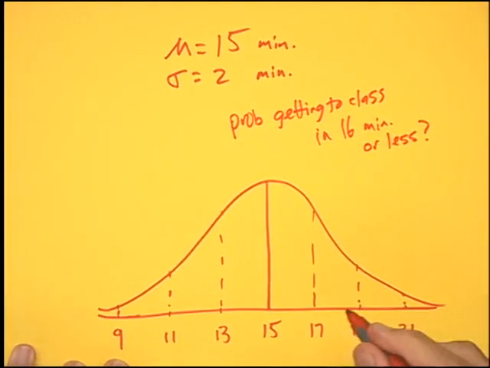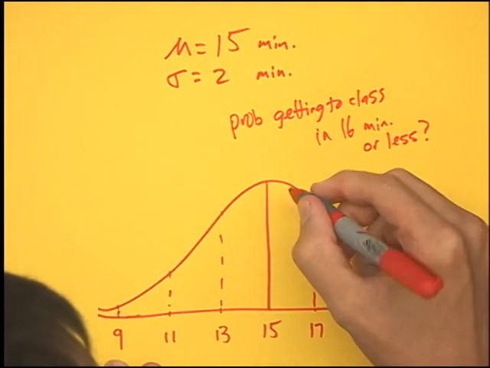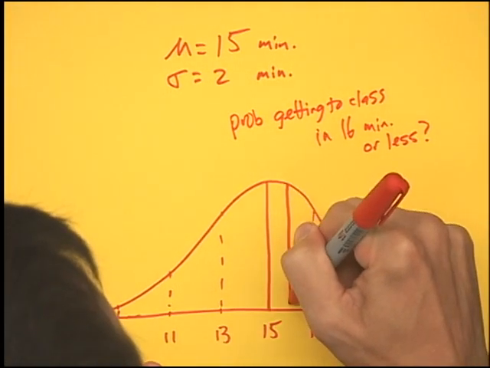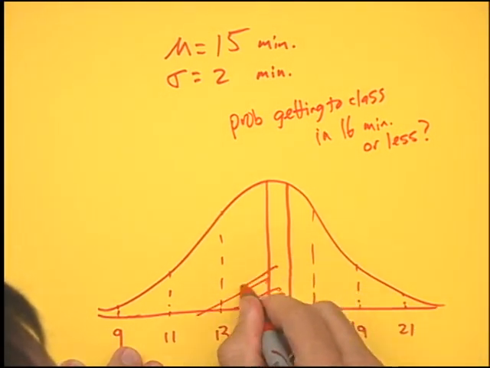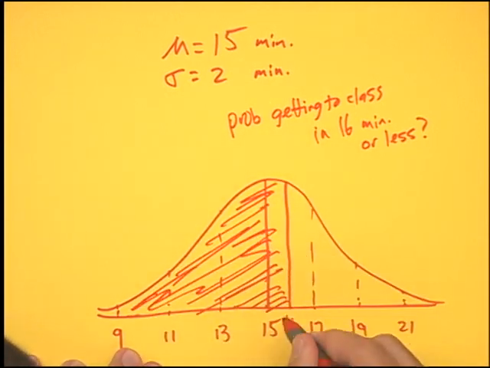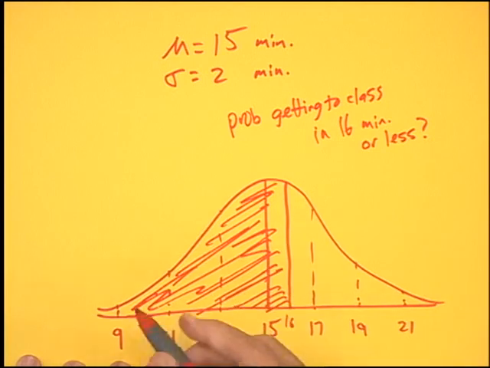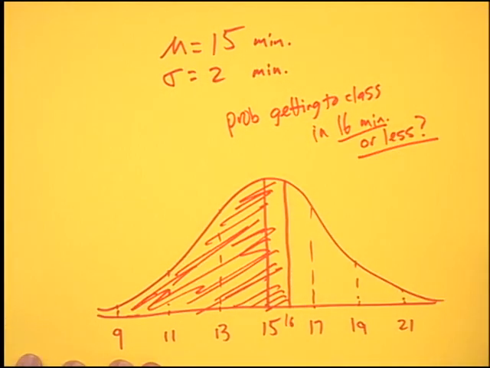That's what I want to know. Okay, so here's when it takes me 15 minutes, 17 minutes, 19 minutes. Here's 16. I want to know what's this probability here? What's the probability that your travel time to class is anything less than 16 minutes, right? 9, 10, 11, 12. I just want to know 16 minutes or less.